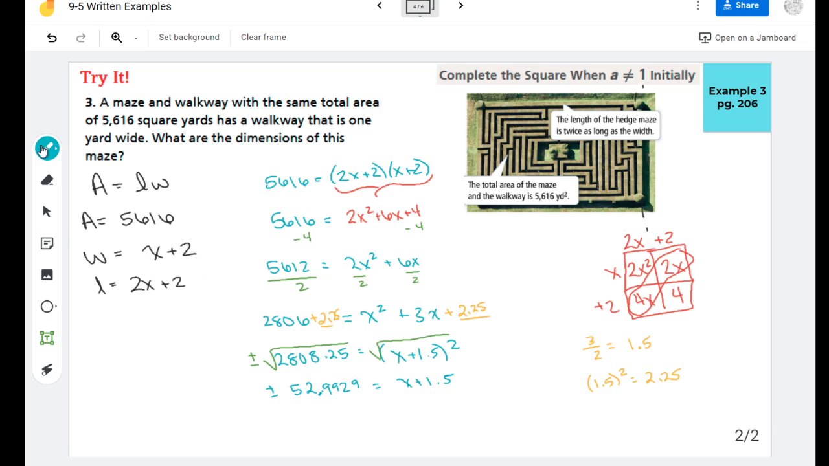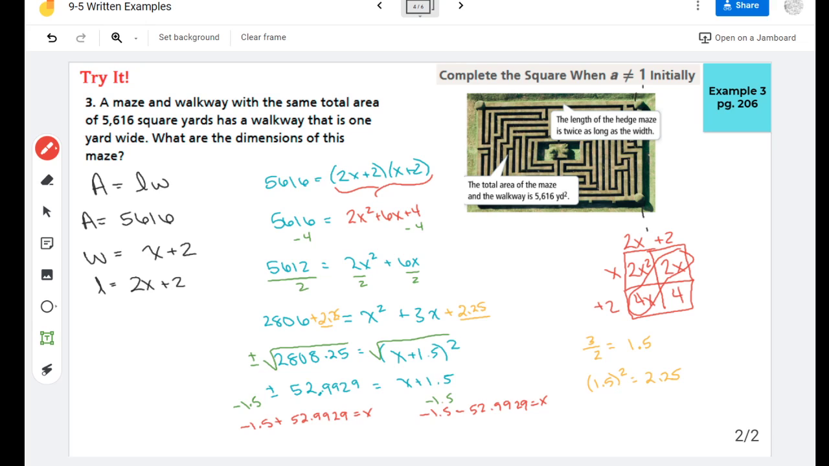And then my last step is to get rid of that 1.5, so I'm going to subtract 1.5. Alright, now these two values, they're just decimals, so I can combine them. So I'm going to split this into two equations. So I have negative 1.5 plus 52.9929. And I'm going to have negative 1.5 minus 52.9929.